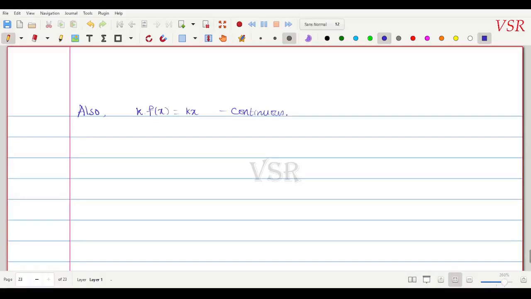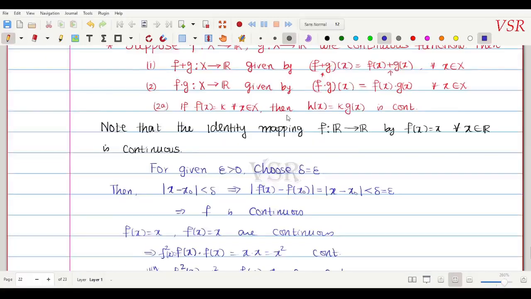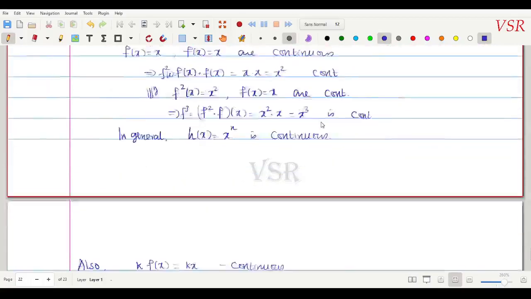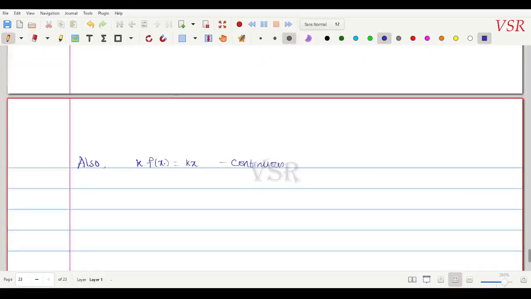We have proved above that if you take a constant, and g is a continuous function, then k times g is continuous, and that is what I have taken as x. So this is continuous. So x to the power n is continuous, and a constant times x to the power n, k times x to the power n, is also continuous.